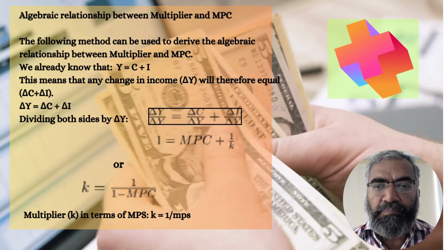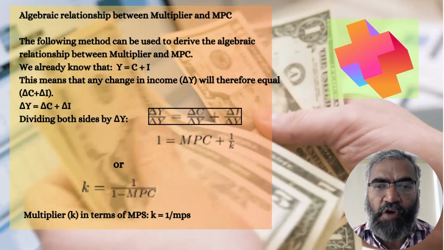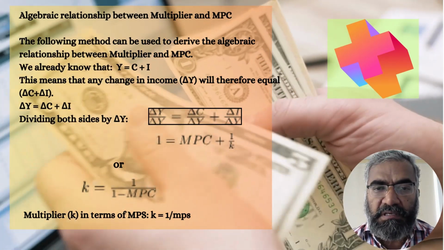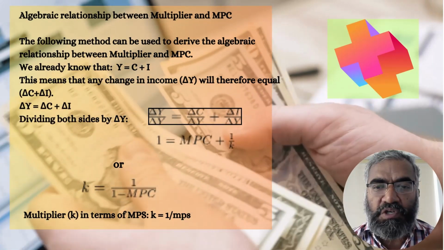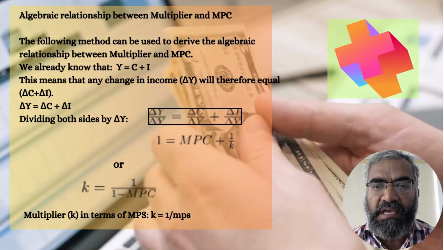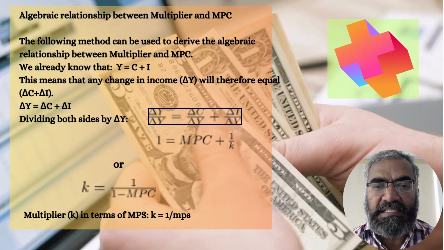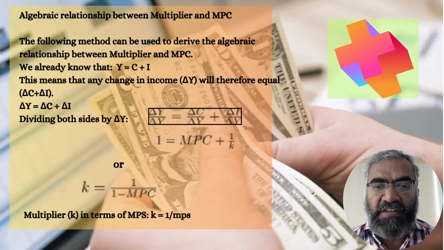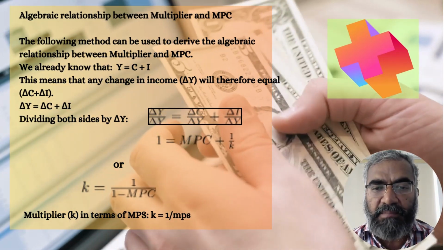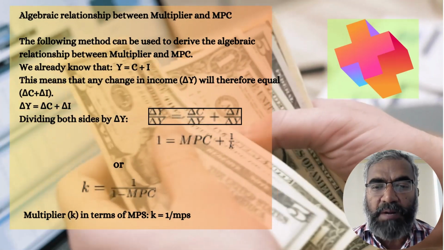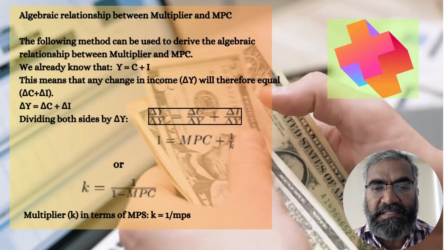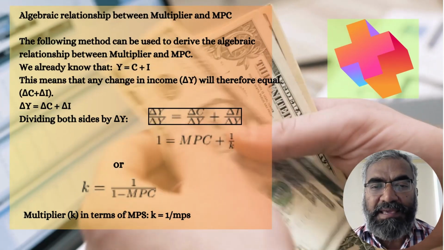Algebraic relationship between multiplier and MPC. The following method can be used to derive the algebraic relationship between multiplier and MPC. We already know that Y is equal to C plus I. This means that any change in income delta Y will therefore equal delta C plus delta I. Dividing both sides by delta Y, we get 1 is equal to MPC plus 1 by K, or K is equal to 1 by 1 minus MPC. Multiplier K in terms of MPS is K is equal to 1 by MPS.